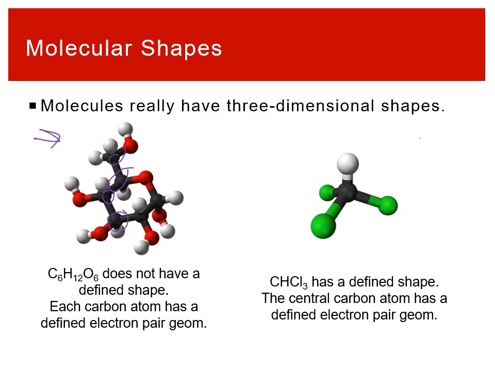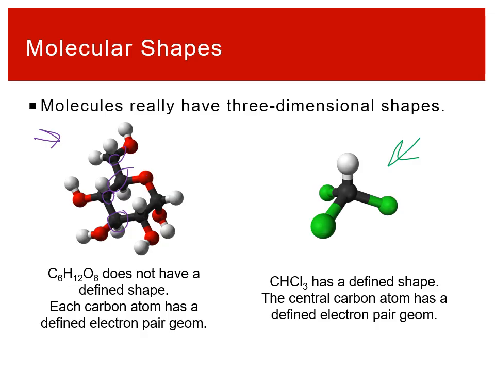CHCl3 on the right, then, we can see is much smaller. It just has a central carbon atom and then 4 outer atoms. So what that means is that this molecule has a defined shape. We don't just call this the Cl3 shape. We can name what this shape is.